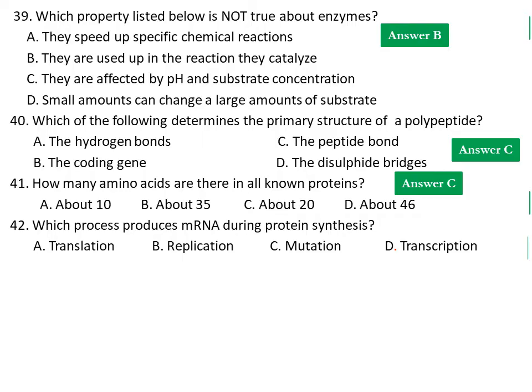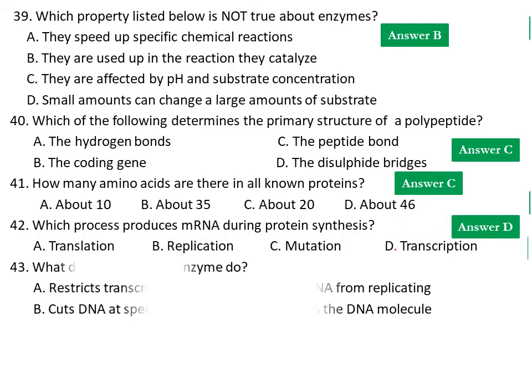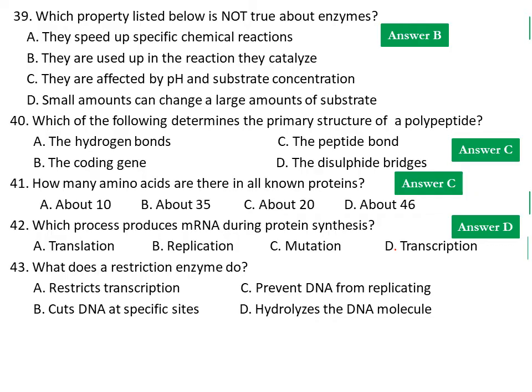Question number 42. Which process produces messenger RNA during protein synthesis? A. Translation. B. Replication. C. Mutation. D. Transcription. So the answer should be D. Transcription.